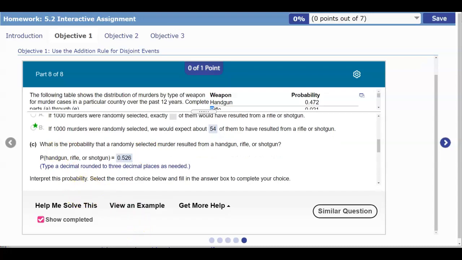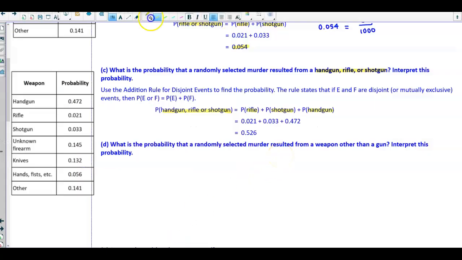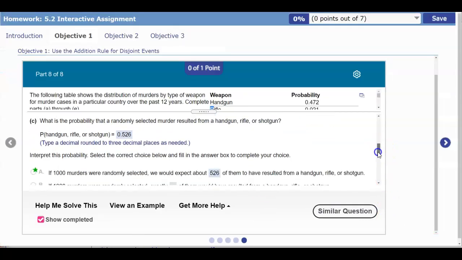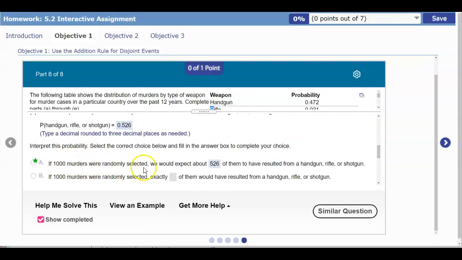So, putting in our result here, we get 0.526. And now they want us to interpret this probability. Just like we did earlier, we're going to take a look at this decimal, 0.526. If we write this as a fraction, the 6 ends in the thousands place, so this is 526 out of 1,000. So we can say that if 1,000 murders were randomly selected, we would expect about 526 of them to have resulted from a handgun, rifle, or shotgun.